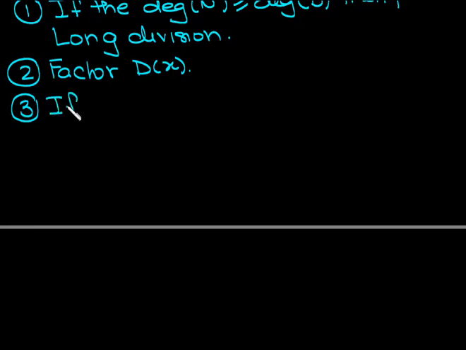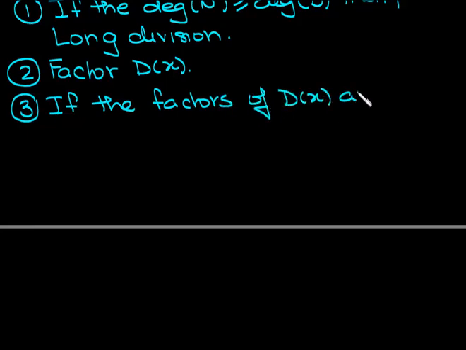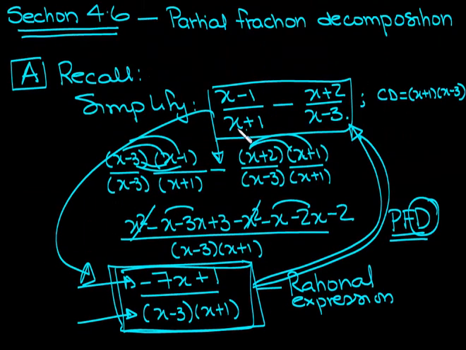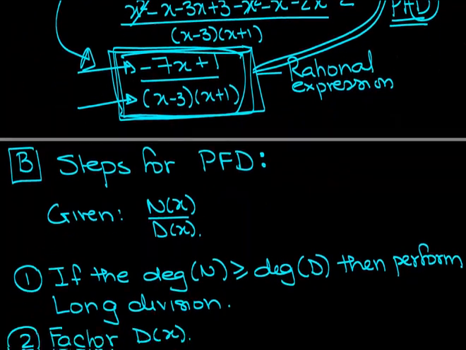If the factors of d of x are... remember our goal, let me restate it. I want to take this one fraction they've given me and break it up into smaller fractions. It might be two smaller fractions, 3, 4, it depends upon the fraction you're starting with. Keep that in mind.